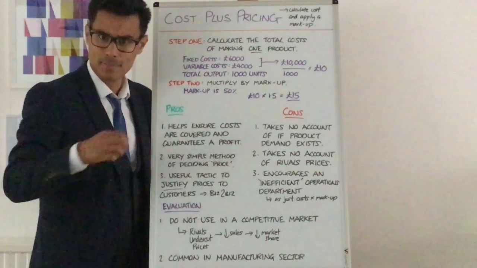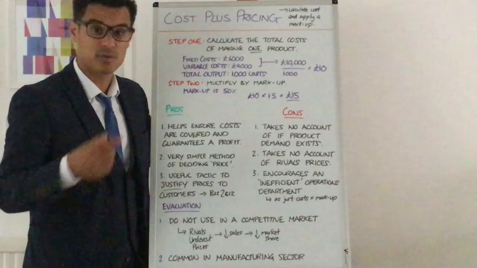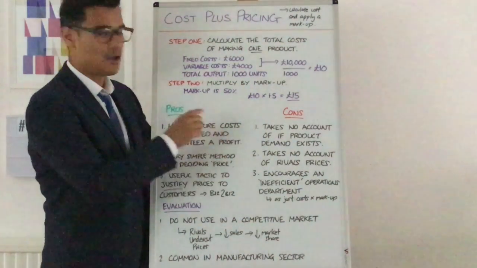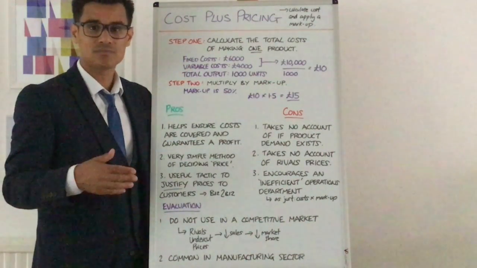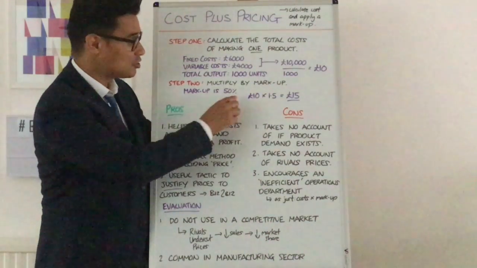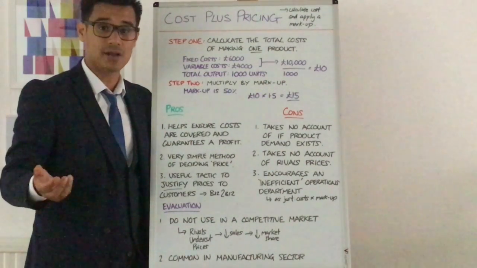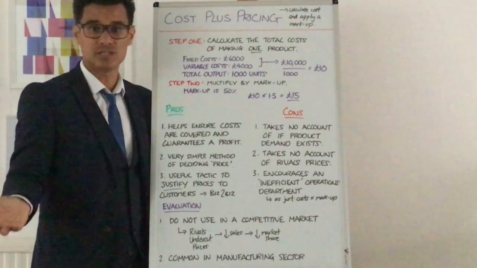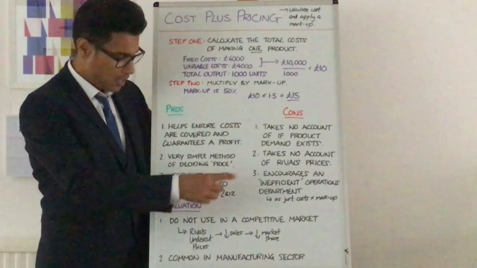And number 3, a big point. It encourages inefficient operations departments. It's an argument because if you're just working out your total costs and you're timesing it by a markup, well, that's not forcing your operations department, the manufacturing of the business, to actually bring down the total cost because they're not incentivised to bring it down. So by using cost plus pricing, they're just saying, well, whatever it came to, you just times it by 50%, the markup. So it becomes inefficient for your operations.